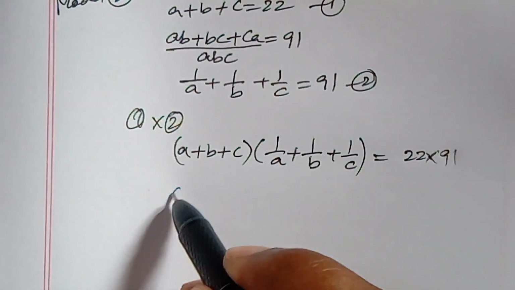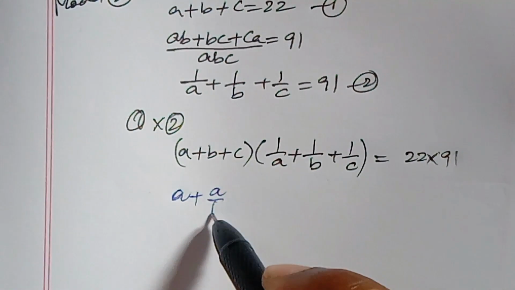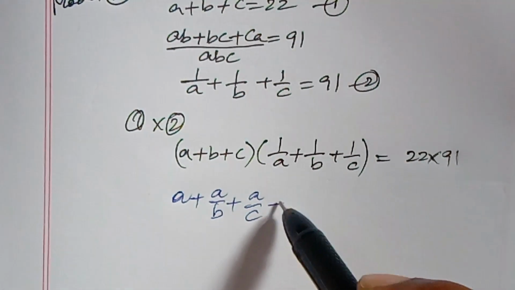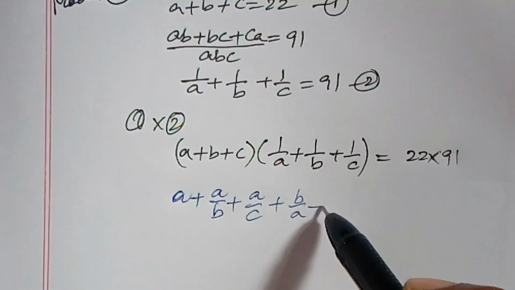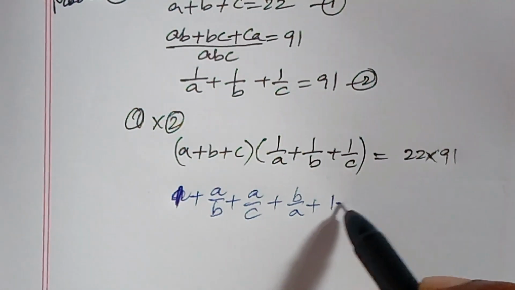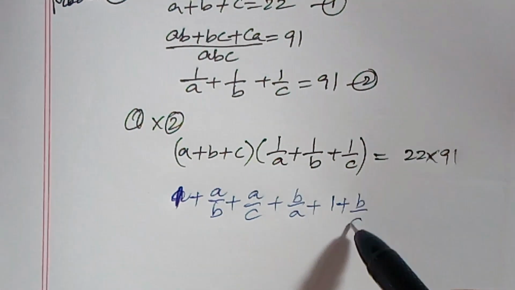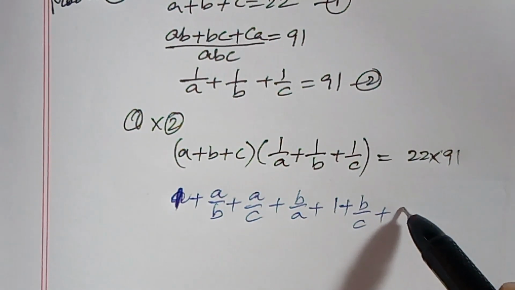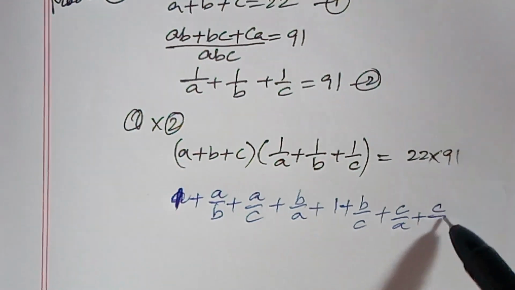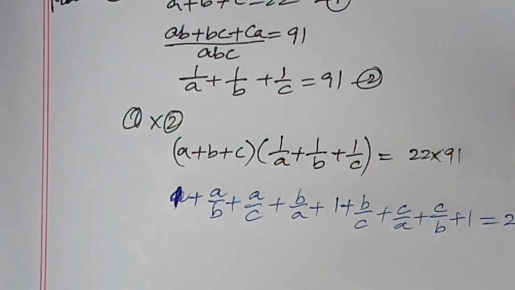So multiplying this: a by a, which is 1, plus a by b plus a by c plus b by a plus b by b, which is 1, plus b by c plus c by a plus c by b plus 1 is equal to 2002.